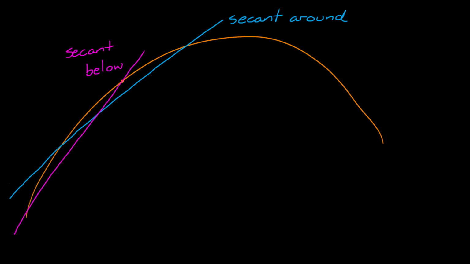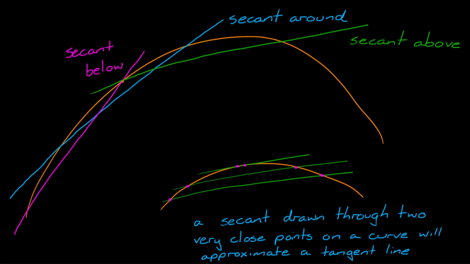If we consider a particular point on the curve, as shown here, we can have either a secant around the point, a secant below the point, or a secant above the point. The last point I'll make is actually really important, and that's that a secant that is drawn through 2 very close points on a curve will come to approximate a tangent line.